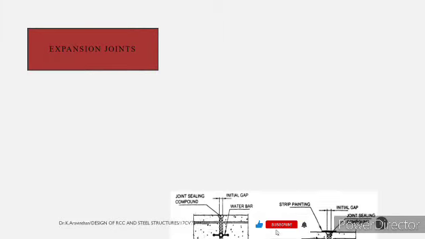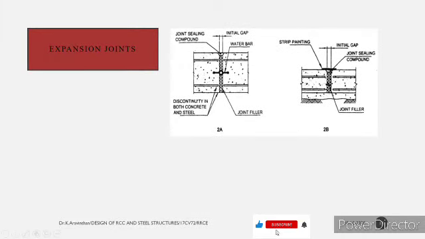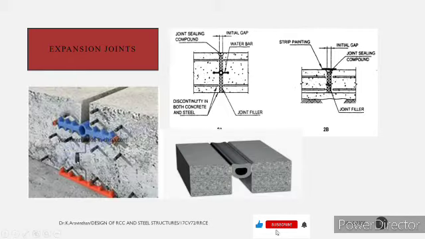And next, the expansion joint, with a filler material. For example, thermocol is a good expansion filling material. Bituminous materials are also used here along with the water bar. Practically, you can see an expansion joint between two members.